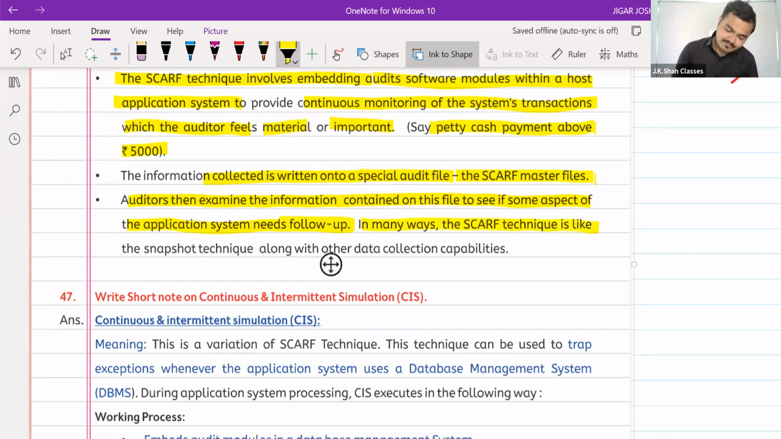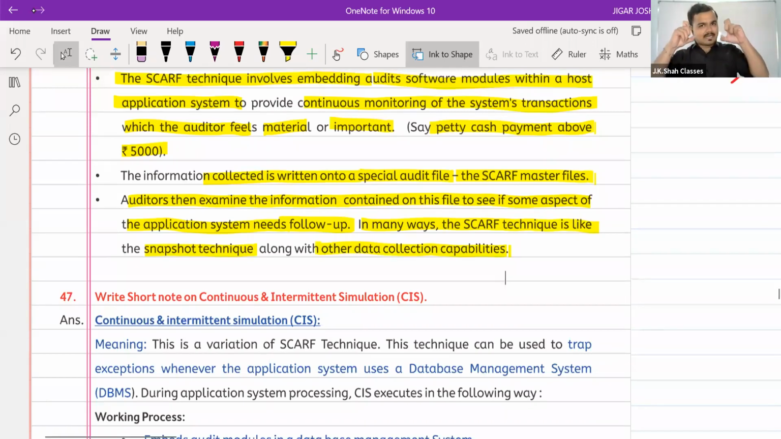In many ways, the SCARF technique is like a snapshot technique along with other data collection capability. In snapshot, what used to happen? We used to capture the single transaction only. But here, sir, we are capturing the data of a single transaction, along with that we are keeping the data also whose limit is crossing the specified limit.